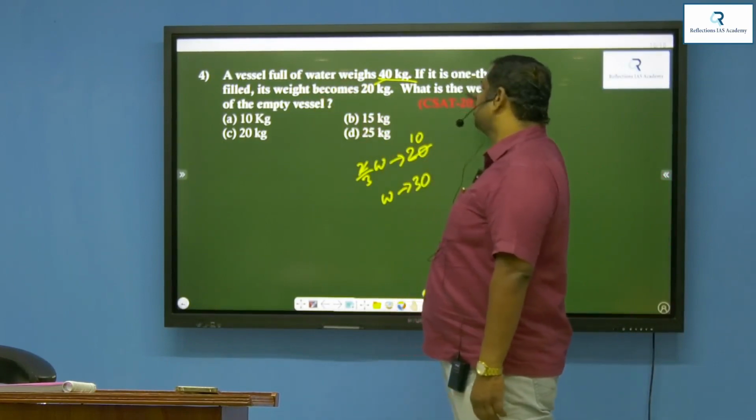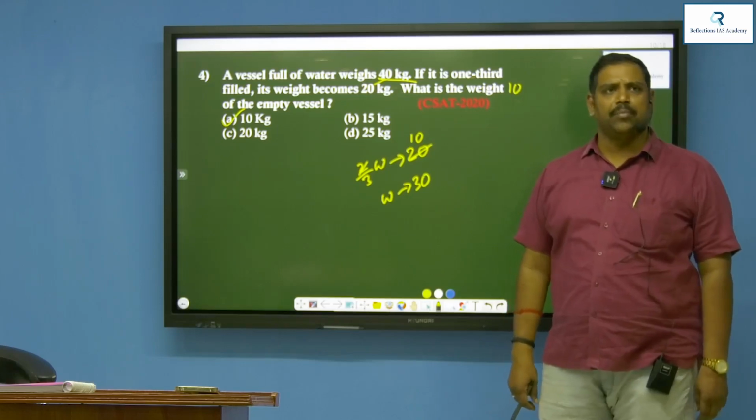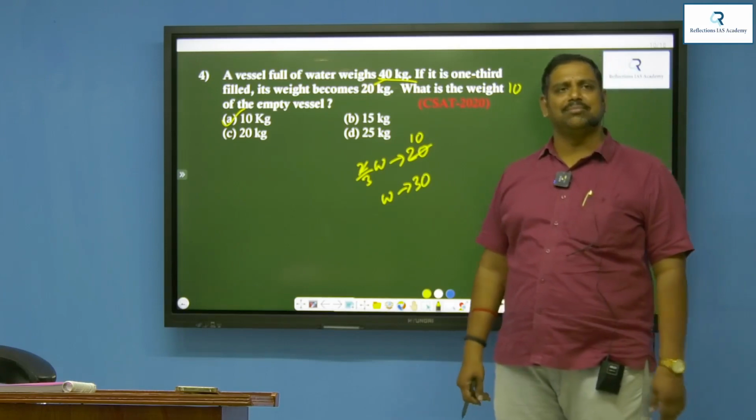Weight of the vessel is how much? 10 kgs. Which option is the answer? A is the answer. Got my point? Is this a difficult one or a simple one? Simple one. Logically, we have to think. That's it.